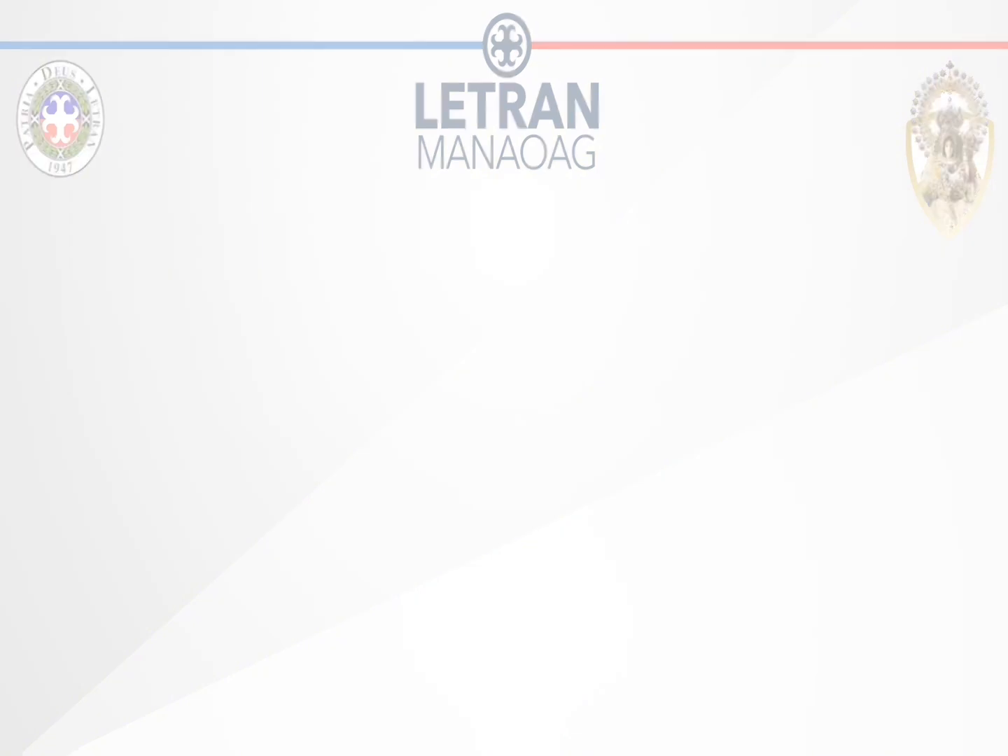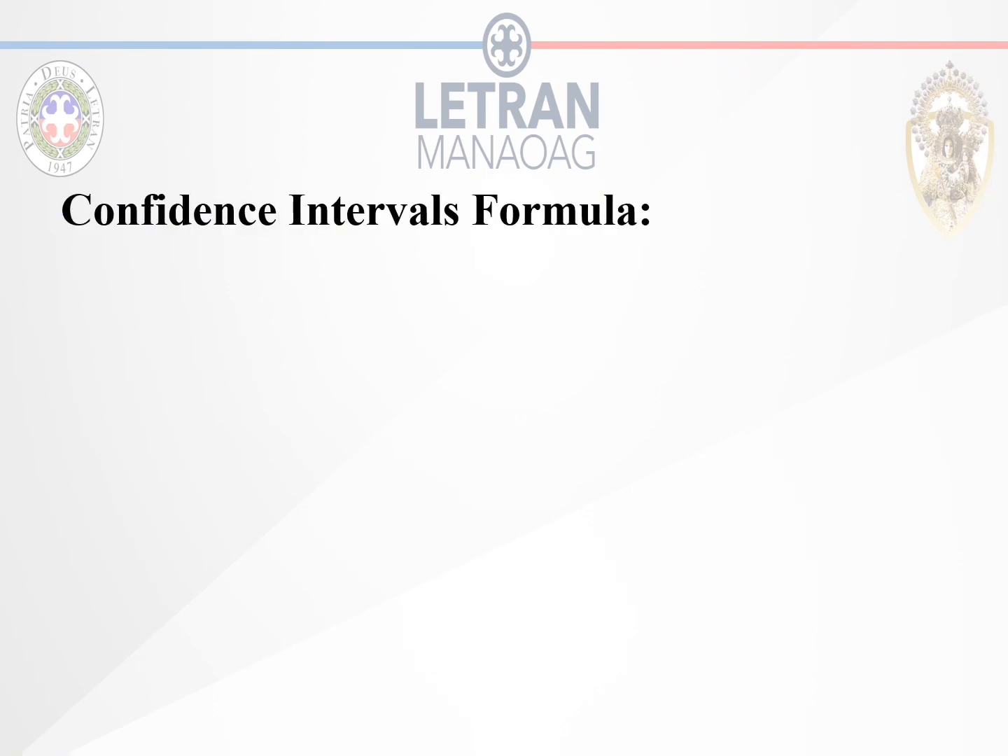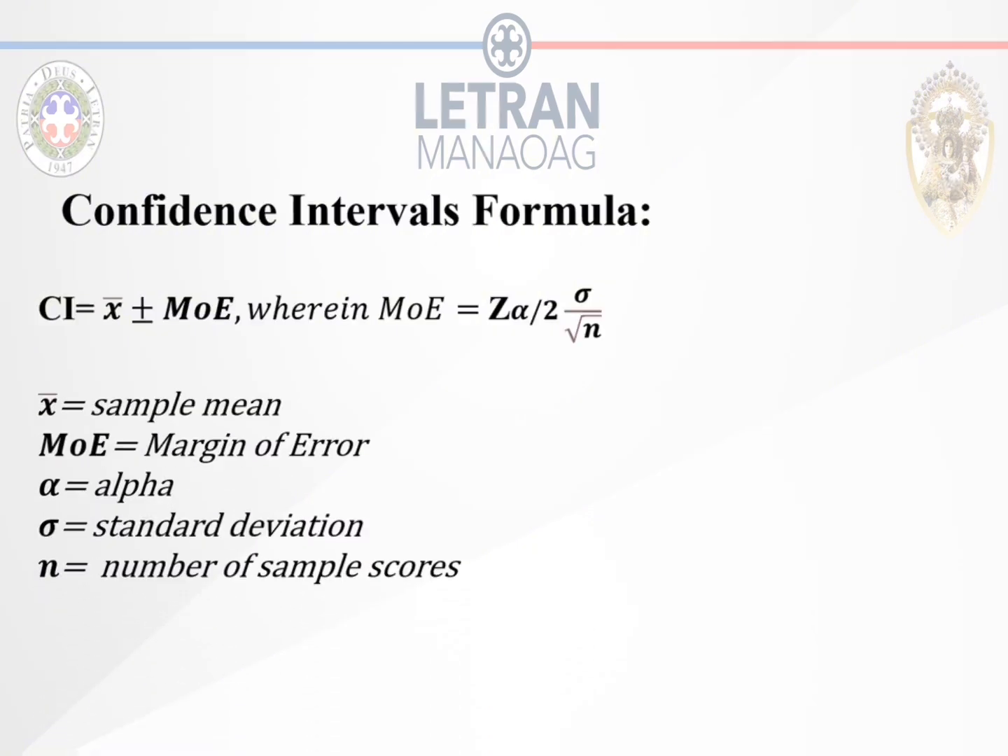Now that we already know what confidence intervals are and how they are used, let us move forward on how to find the confidence intervals of a given set of problems. The confidence interval formula is expressed as confidence interval is equal to sample mean plus or minus the margin of error, wherein the margin of error can be computed by the z alpha divided by 2 and multiplied to the quantity of standard deviation divided by the square root of n.